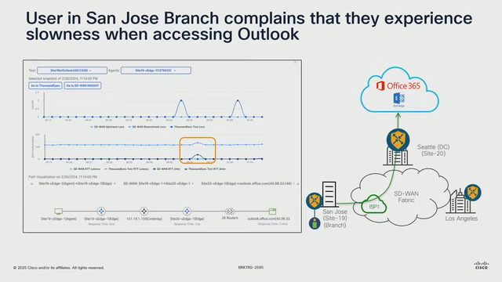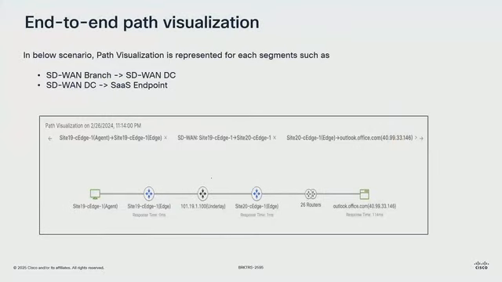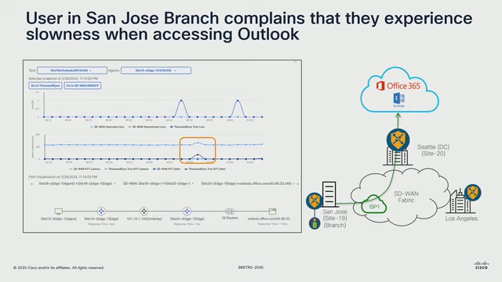Now, let's say we had a SaaS application somewhere, Office 365. In order for the San Jose branch to get to that SaaS application, they have to go via the Seattle DC. That's the topology overall. Now, at one point in time, the San Jose branch is complaining that they're seeing some slowness with this application. If we have Thousand Eyes integrated, now let me put that again.